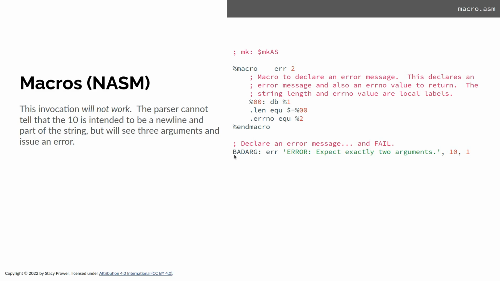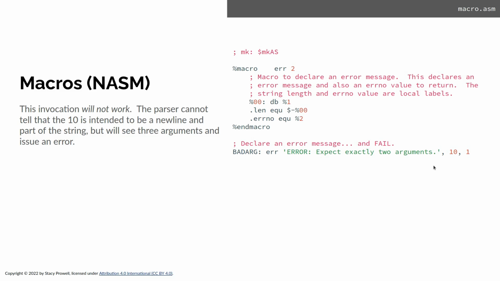I want to define a thing called bad arg, which is going to be an error message. It's going to say error, expected exactly 2 arguments. It's going to have a newline, and then I want to have error no be 1. So unfortunately to the NASM preprocessor, this looks like me trying to invoke error with 3 arguments. And that's just not done, right? I said 2 up here. Now I'm trying 3.